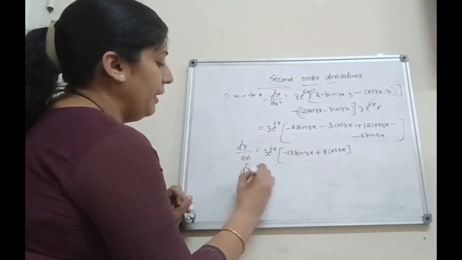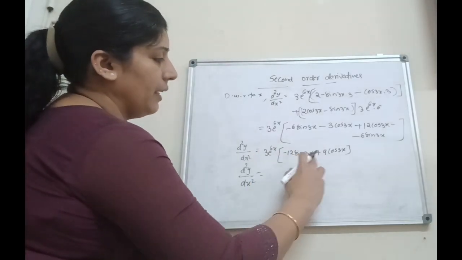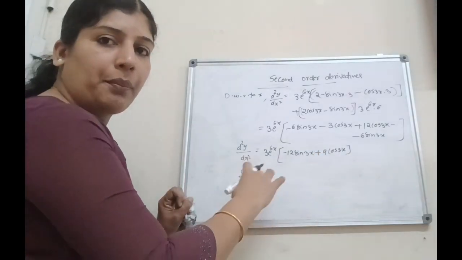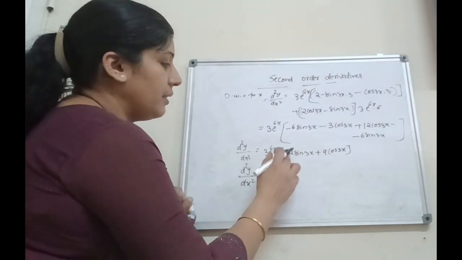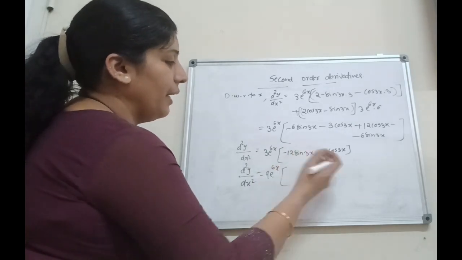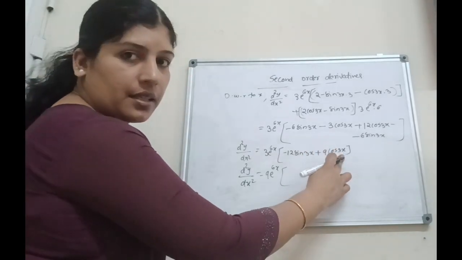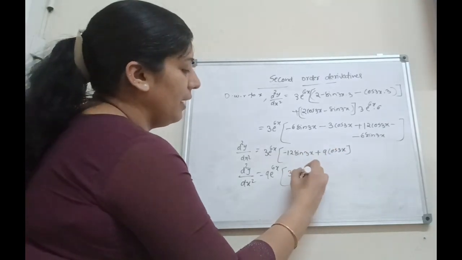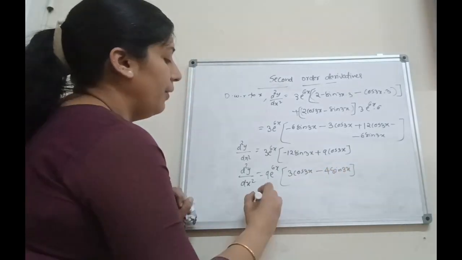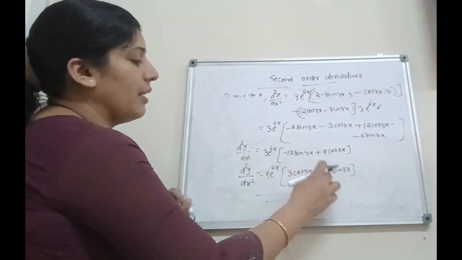Therefore, d square y by dx square equal to, now here 3 e raised to 6x into (minus 12 sin 3x plus 9 cos 3x). Here minus 12 and 9, both are multiples of 3. Therefore, we have to take 3 outside. That is 3 into 3, that is 9 e raised to 6x. Here we have to take 3 outside. Therefore, the remaining is minus 4 sin 3x plus 3 cos 3x, that is 3 cos 3x minus 4 sin 3x. Therefore, d square y by dx square equal to 9 e raised to 6x into (3 cos 3x minus 4 sin 3x).